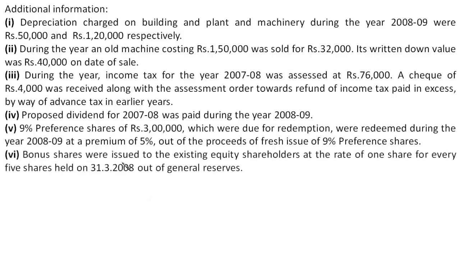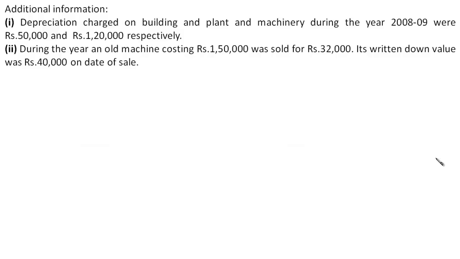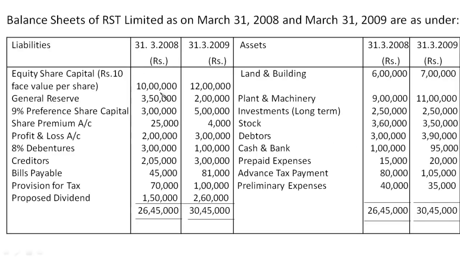Next one, bonus shares were issued to the existing equity shareholders at the rate of 1 share for every 5 shares held as on 31/3/2008 out of general reserves. I mean, they are going to give 1 share for every 5 shares. So let's see here. The capital as on this date is 10 lakh. So assuming this 10 lakh is for 5 shares, then 1 share is equivalent to 2 lakh. So 2 lakh worth of equity has been issued. So it is only for this reason the equity has increased. From 10 lakh, this has moved to 12 lakh. So there is an increase of 2 lakh.